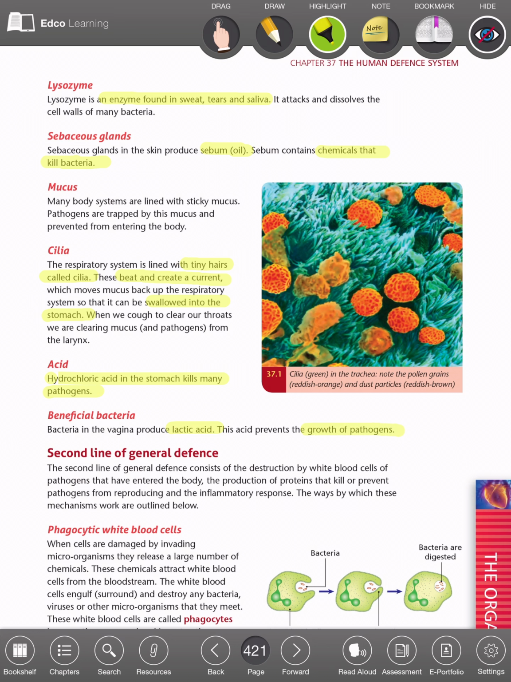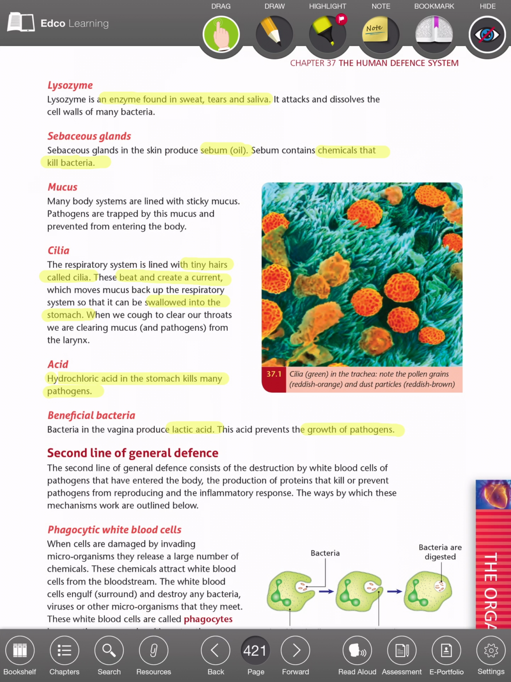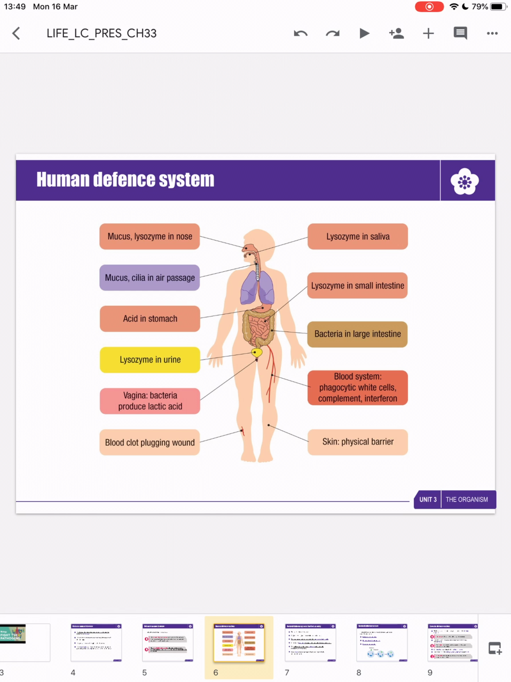Okay, so those are all your primary lines of defense that exist in the body in order to prevent us from actually being infected. So we have our skin, our lysozymes, sebaceous glands, mucus, cilia, and also our acid and our beneficial bacteria. So if you just come back here to the slides for a second.